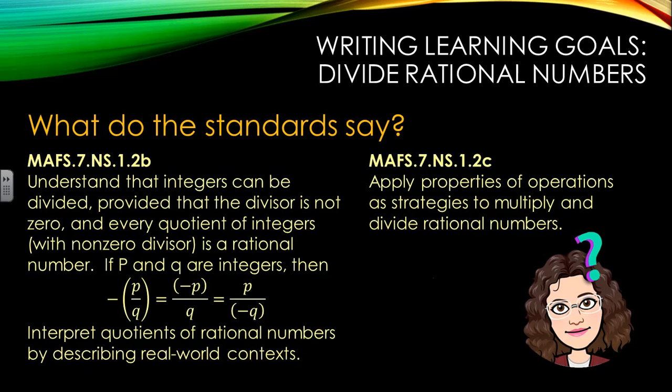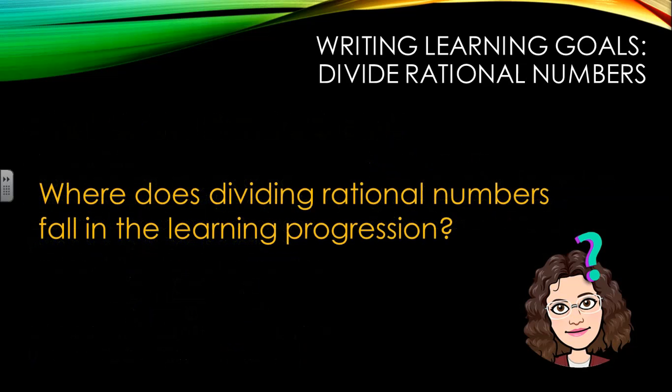Now that we know what the standards say, we need to think about the learning progressions. So where would division of rational numbers fall in the learning progression? Well, previous learning for this topic would have been division of integers. But we also need to understand that students need to know how to divide rational numbers in finding unit rates and then using the unit rate to solve problems. In 8th grade, students will extend division of rational numbers in order to interpret problems that involve division of real numbers.